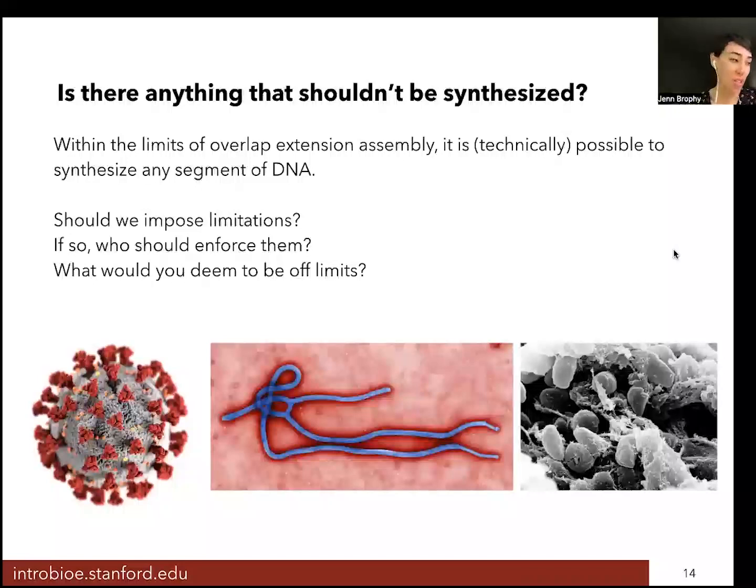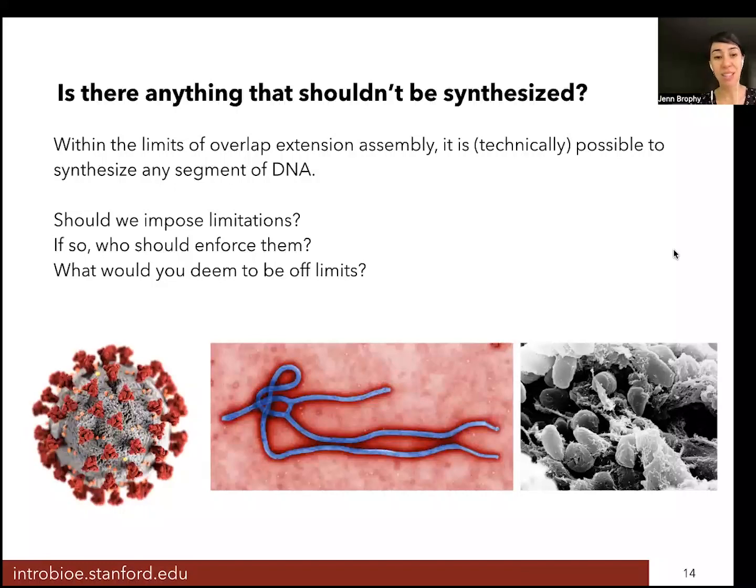So one question that I think is important to raise is: is there anything that we shouldn't synthesize? Within the limits of overlap extension assembly, right? Within the limits of how you stitch these small DNA sequences together, it's technically possible to synthesize any segment of DNA. So should we, or should we impose limitations? If we do impose limitations, who should enforce them? What would be off limits? Should we be able to synthesize the genomes of pathogens? Is there utility in doing that, right?